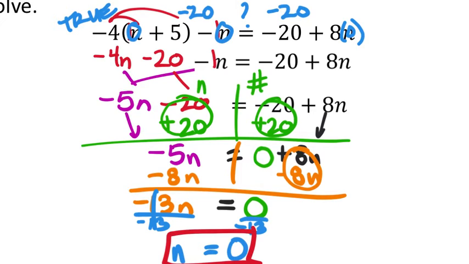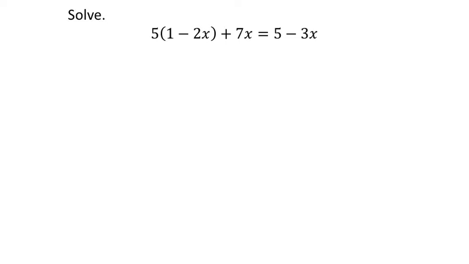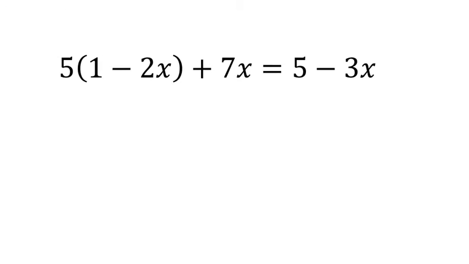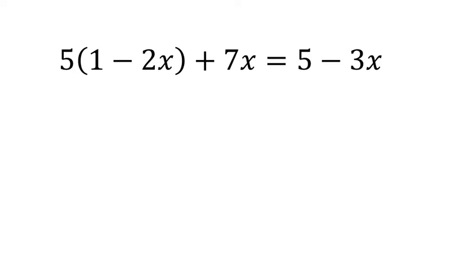And so again, how can we tell if it has one solution, no solutions, or infinite solutions? Well, let's see if we can find a pattern here. So on this one, we're going to need to use some distribution here first by distributing this 5 into this parentheses. Okay, so that's multiplication. Distribution is always multiplication. So 5 times 1 is 5. And then 5 times negative 2x's would be negative 10x's.